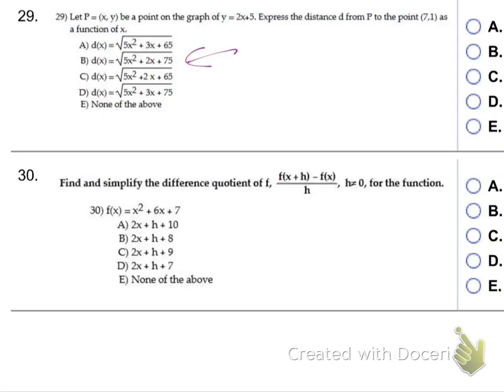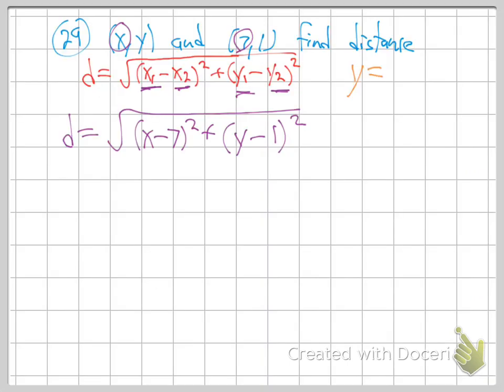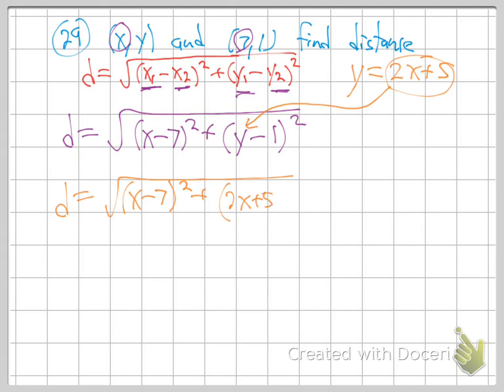And I didn't write that down. What did they give me? Oh, I can't see it. y equals 2x plus 5. There it is. So grab that and plug it in for y. It's easier to plug in right now instead of waiting till after you square, because that would be a lot harder. So distance will be the square root of x minus 7 squared plus, and what is y? 2x plus 5. And the minus 1 is still there squared.